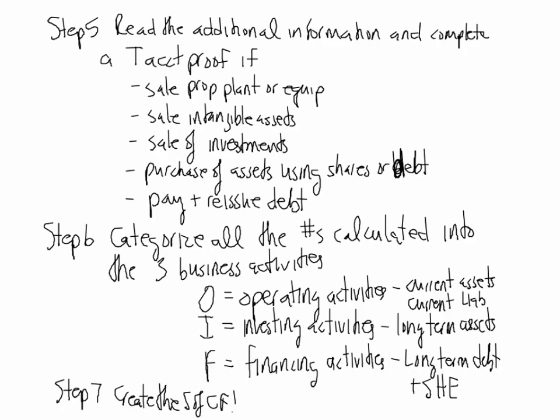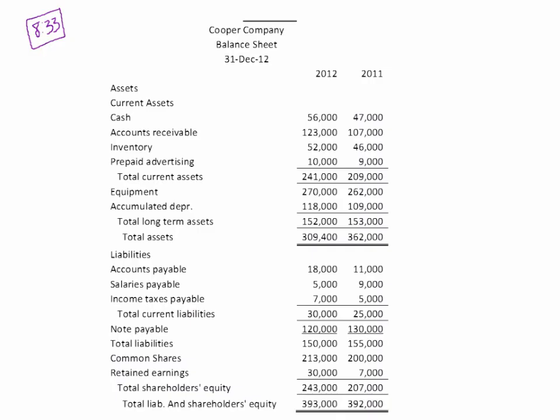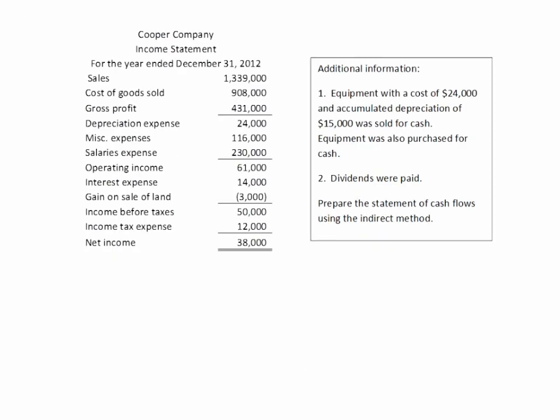All right, so step 5, oh goodness, now I have to go back to step 5. Step 5 says, read the additional information and complete a TAccount proof if, and then it gives you some ifs. So we're going to go to step 5. I did not calculate any of these numbers. You guys are going to be on the hook for the numbers. I'm looking for the additional information here.